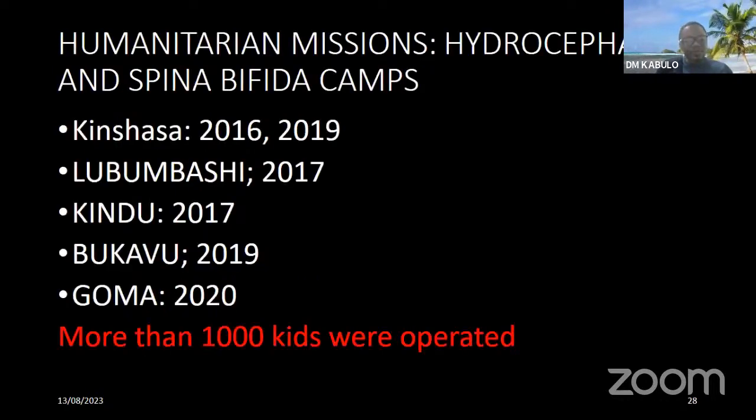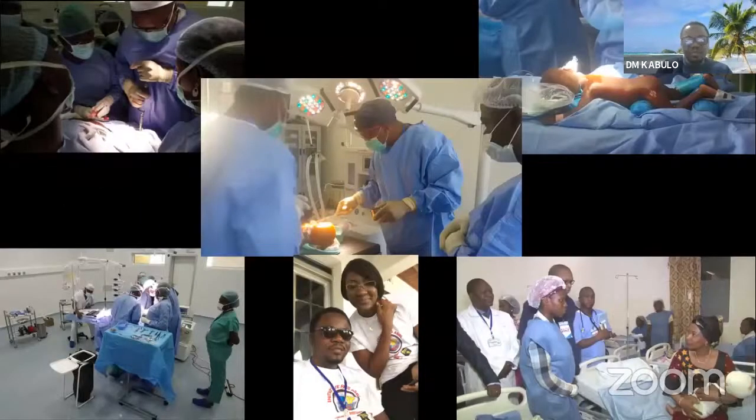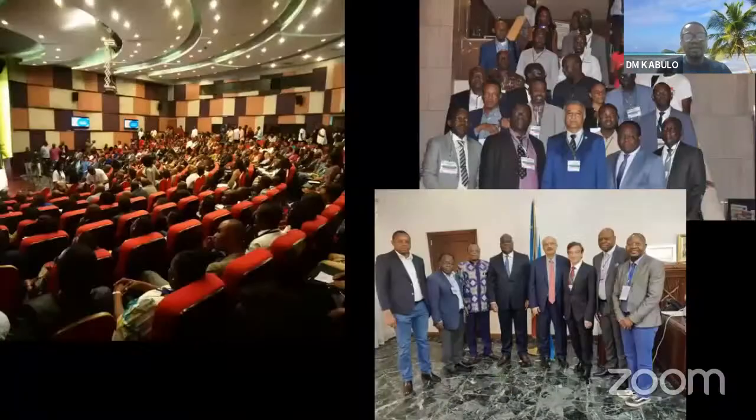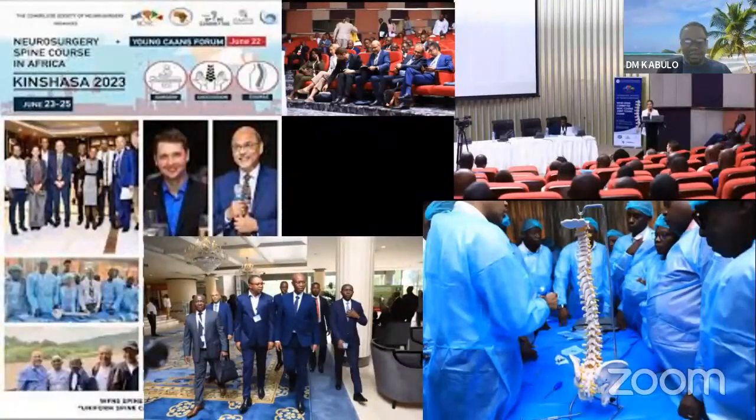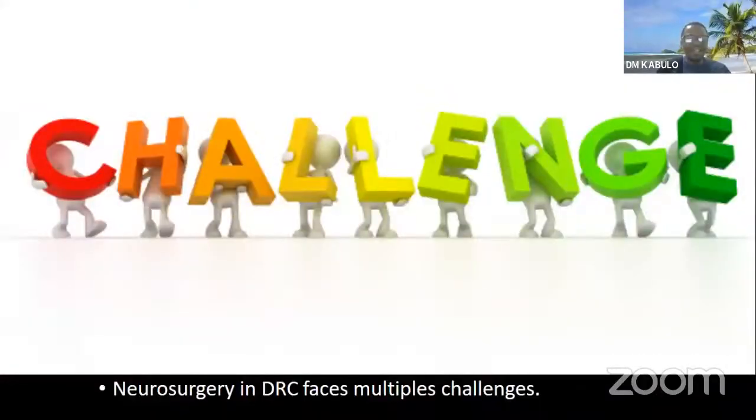With the Congolese Society of Neurosurgery, sometimes we do humanitarian missions where we go town by town and operate on children with hydrocephalus, and so far we have operated on 1,000 of those kids. We are also organizing conferences, like last June, when we organized the WFNS Spine Committee basic courses in Kinshasa. These are pictures with our guest, the professor.